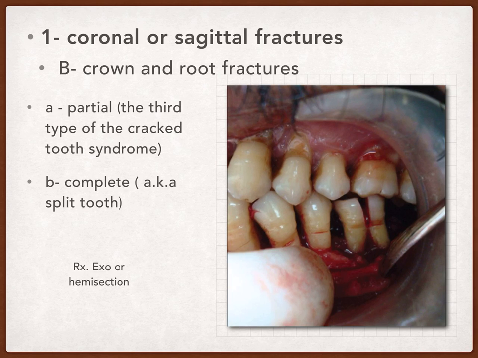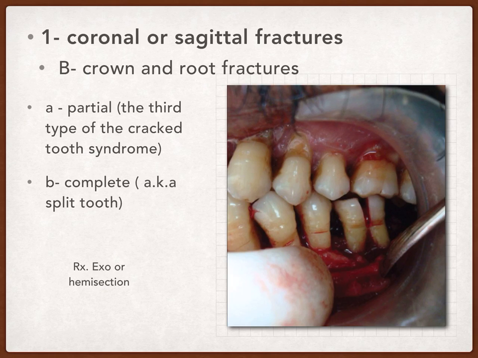We will have a vertical fracture in the crown that extends in the root, but not to the whole length of the root, because if that happens and a complete crown and root fracture happens, that will be known as a split tooth, and it will not be a cracked tooth syndrome.